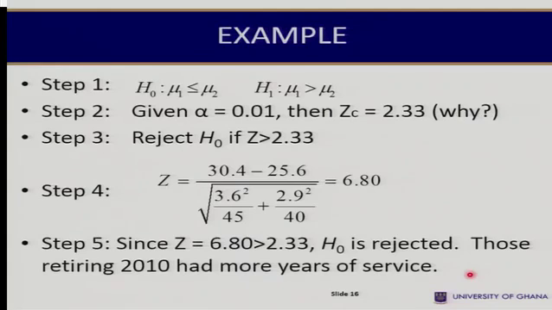So all we need to do is to state the hypothesis. Okay? Now the hypothesis says that mu1 is less than or equal to mu2.